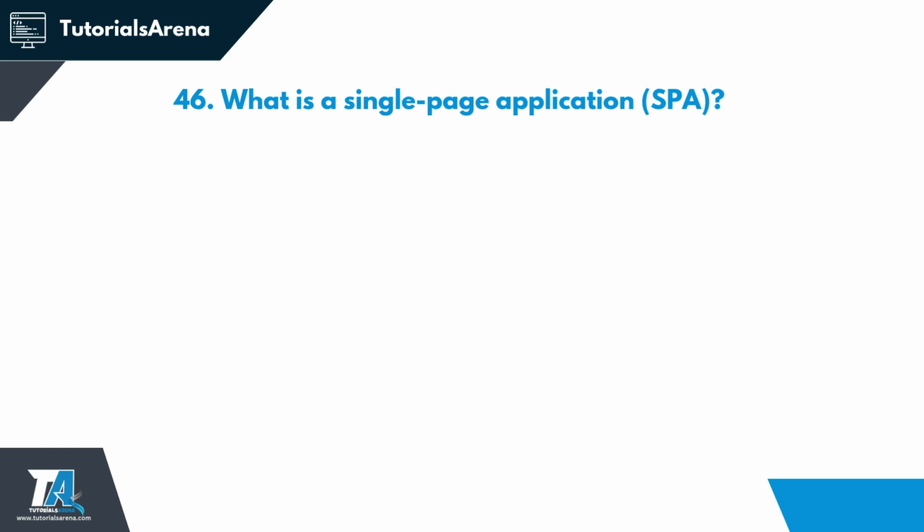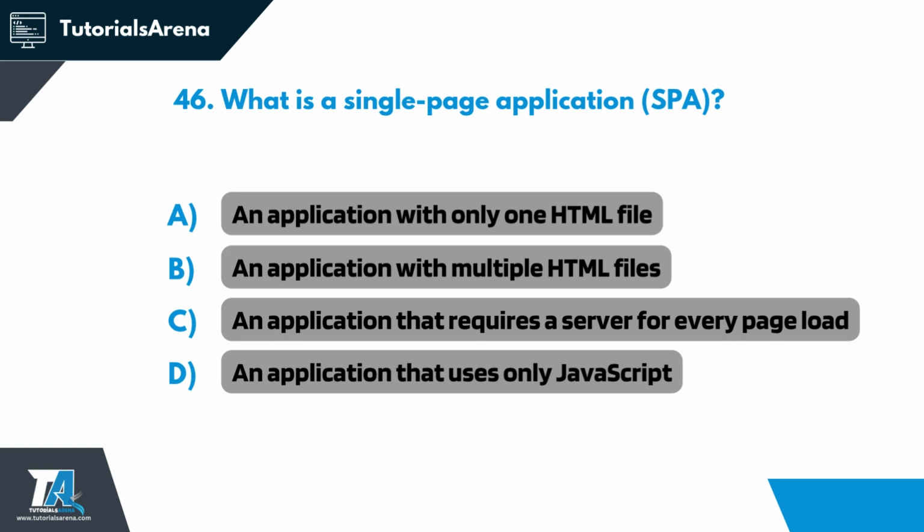Question 46. What is a single-page application or SPA? The options are option A, an application with only one HTML file. Option B, an application with multiple HTML files. Option C, an application that requires a server for every page load. Option D, an application that uses only JavaScript. The correct answer is option A, an application with only one HTML file. Moving on to the next question.